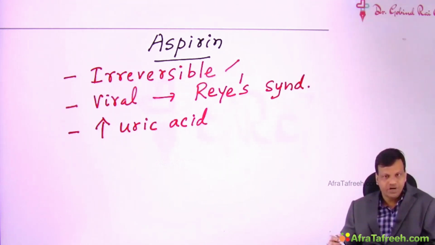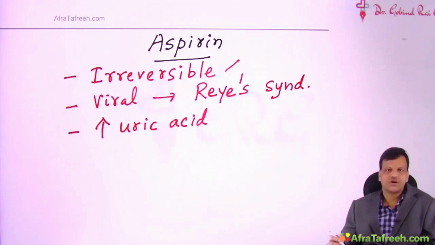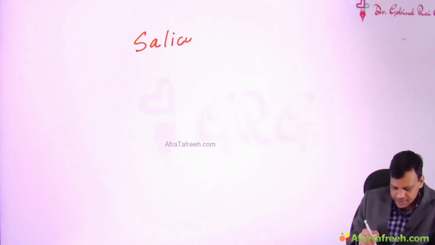But the clinically important finding is that at therapeutic doses it causes hyperuricemia. So it is avoided in gout patients. So those are the important points regarding aspirin. Now in aspirin poisoning, what happens if a person takes an overdose of aspirin? The condition is called salicylism.